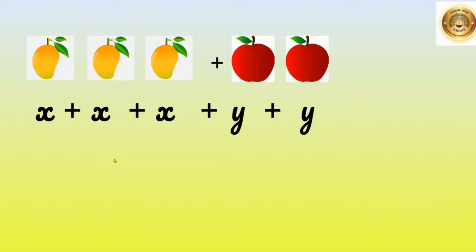So when you add the two, what will you get? Adding these 3, I will get 3x. Adding these 2, I will get 2y. So this is again another mathematical expression. x stands for mangoes and y stands for apples here.